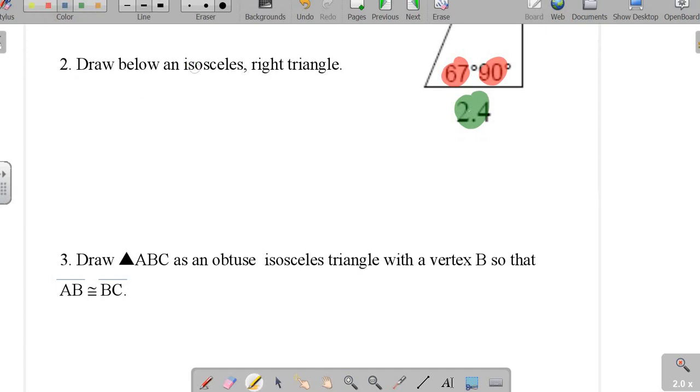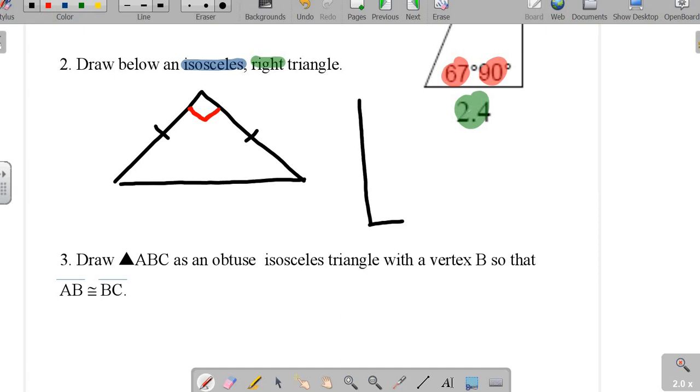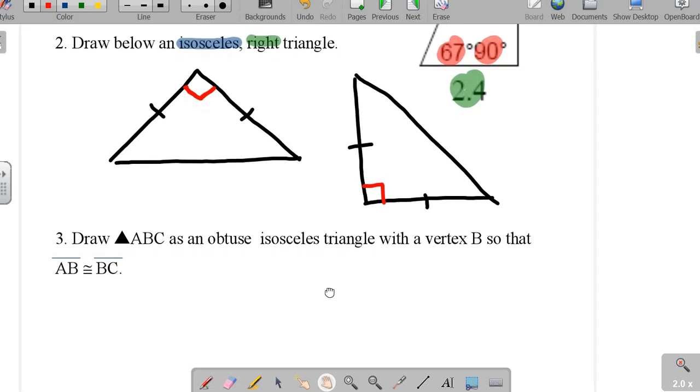Draw below an isosceles right triangle. Isosceles, by definition, means two equal sides. A right means you have a singular right angle. The only way you can get two equal sides with a right angle is if the right angle is squeezed between the two equal sides, like this, or like this. That is an isosceles right triangle.